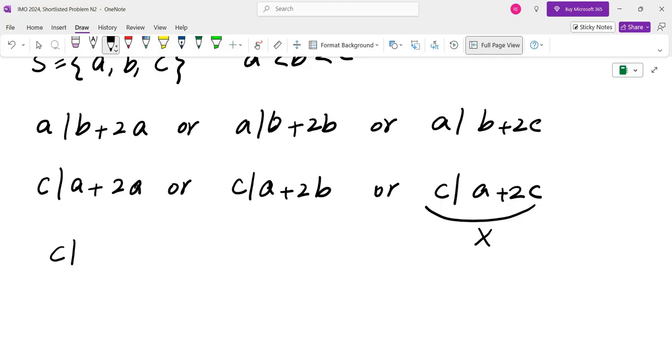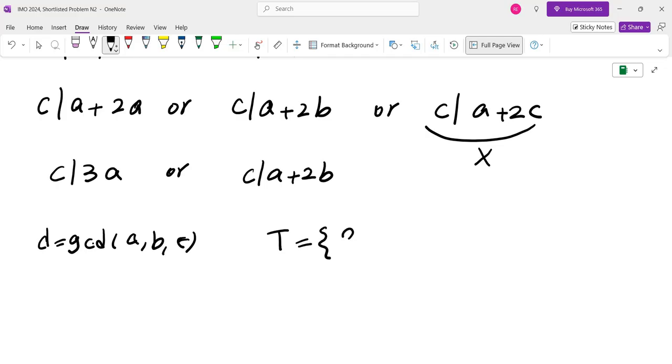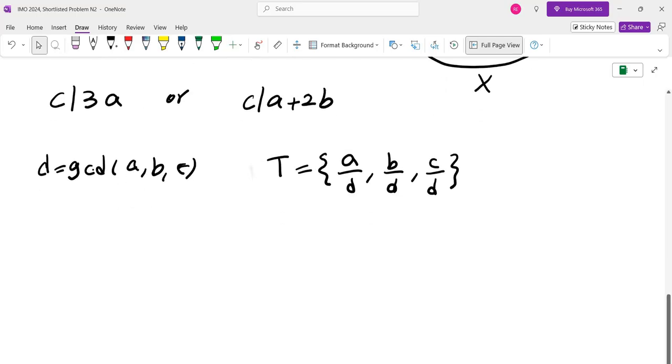Okay, so now what does this tell us? So the first one tells us that C divides 3A, and the second one tells us that C divides A plus 2B. One thing that I notice is that if A, B, and C have something in common, I can divide off by whatever common element that they have. So in other words, if I look at S that satisfies this property and D is the GCD of A, B, C, then I can just replace S by this new set A over D, B over D, and C over D. This is the new set. In other words, I can assume that GCD of A, B, C is equal to 1.